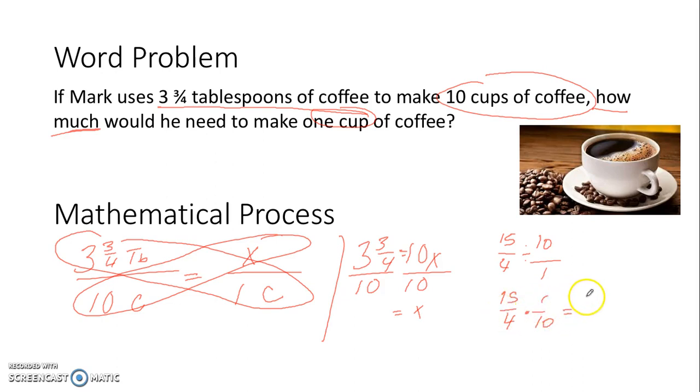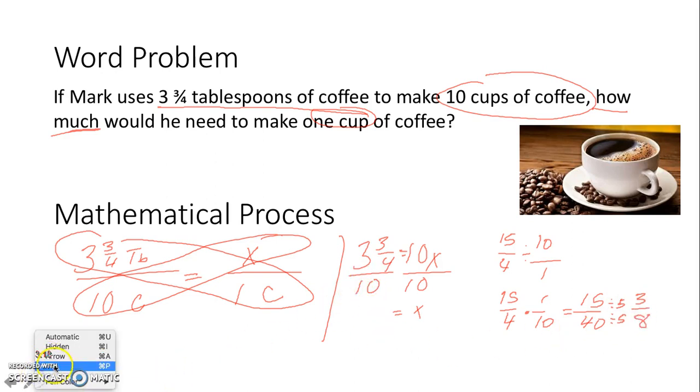So now we multiply straight across. 15 times 1 is 15. 4 times 10 is 40. Okay, now we have 15 over 40. We can reduce that by dividing both the numerator and the denominator by 5. 15 divided by 5 is 3, and 40 divided by 5 is 8.